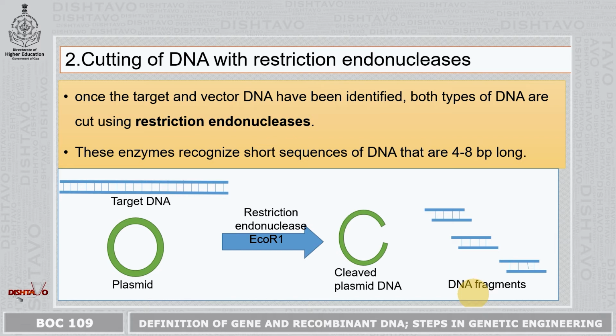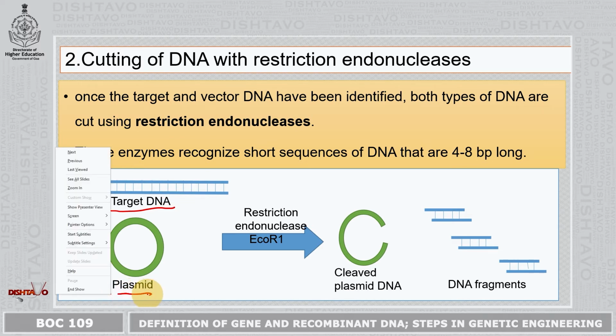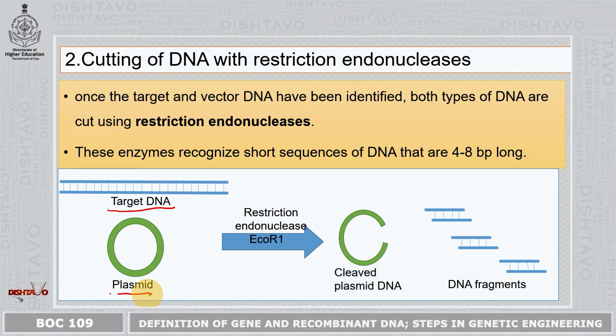So the second step in the genetic engineering is cutting the DNA with the restriction endonucleases. So these restriction endonucleases are the enzymes which cut the DNA at specific sequences. So if you have a target DNA which will have your gene of interest, and next you have a vector, for example the plasmid vector, you have to treat the target DNA and the plasmid with the same restriction endonuclease. For example, we have the EcoR1.